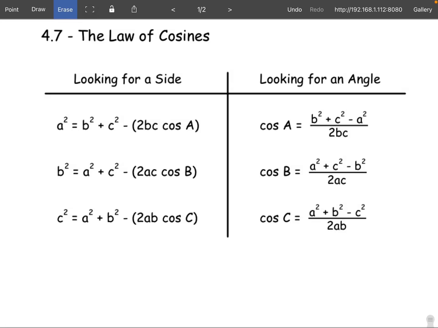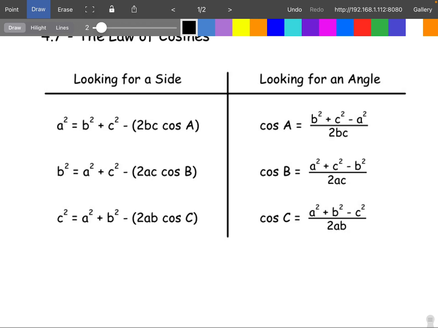All right, today we're going to look at the Law of Cosines, the second half of 4.7. So we have 6 formulas here, but really it's not 6 formulas that you have to memorize. It's more memorizing a pattern. So we have 3 formulas for looking for a side.